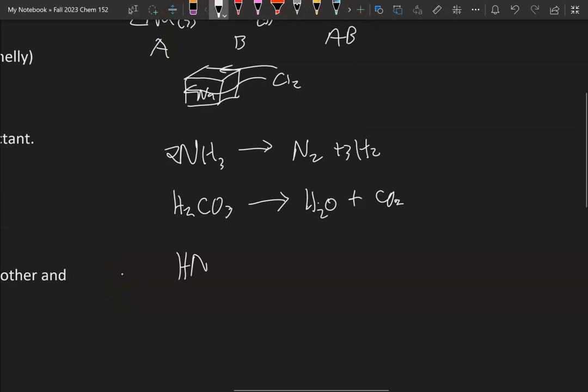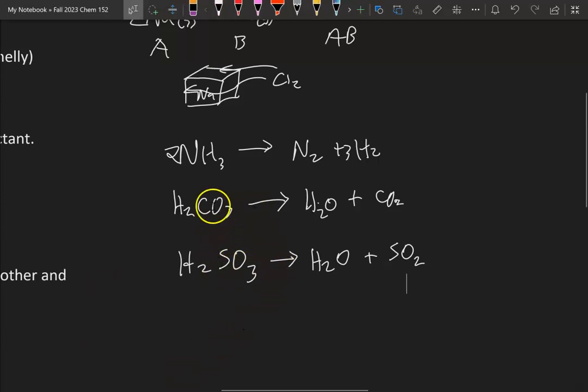One more example here, HNO3. Let's see here. Let's do H2SO3. All right, H2SO3 decomposes into water plus SO2. All right, so these are a couple of different examples here. Now these are similar to each other, but if you notice, what's happening is that the gas that comes off is based off of the polyatomic ion that you see here. In this case, carbonate and the sulfite both form carbon dioxide and sulfur dioxide. So, but the point here is that it goes from one compound to multiples.